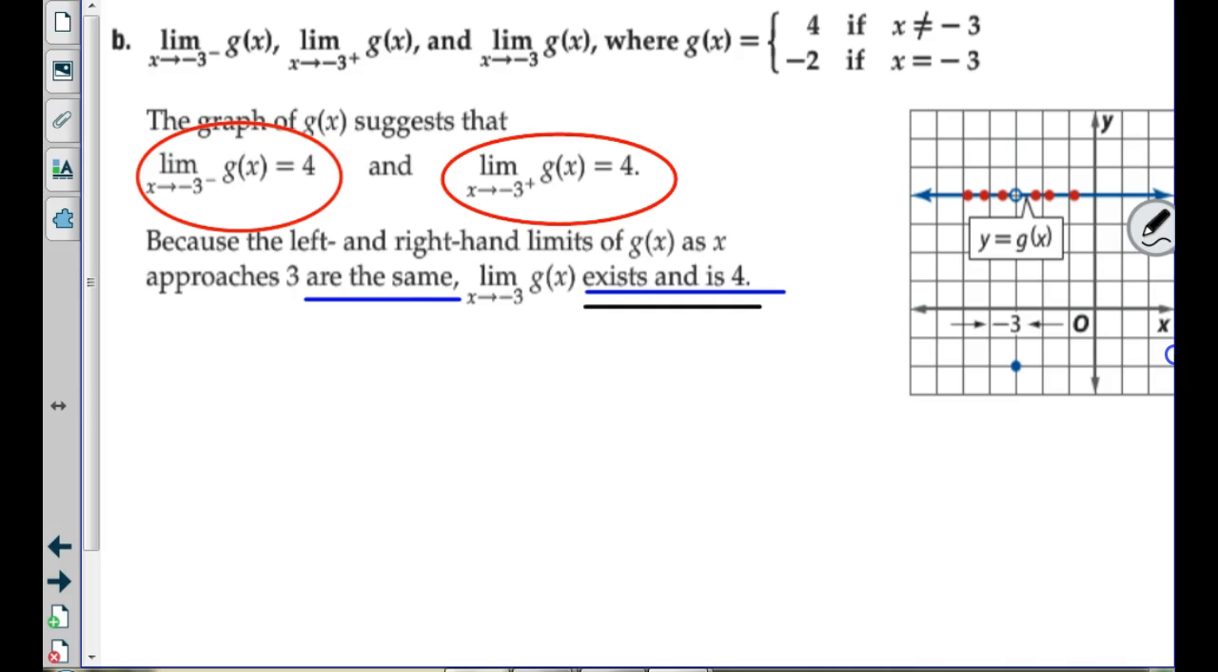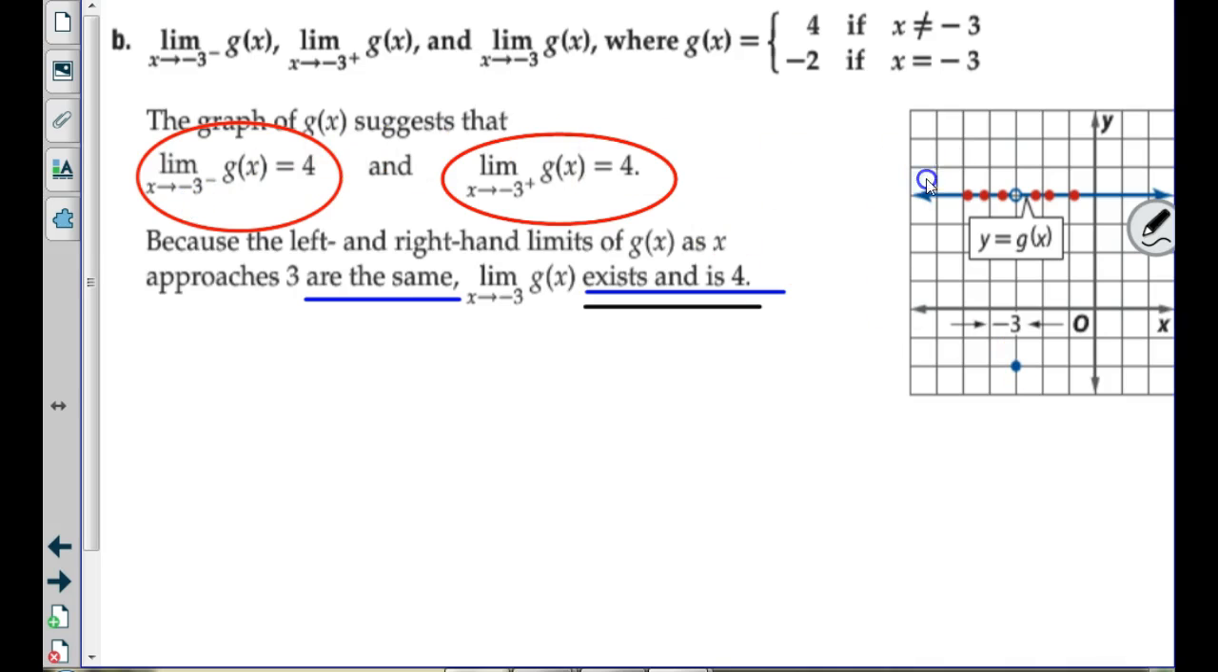This question shows it's approaching, so it says it stays at 4. This is the definition of the function. It stays at 4 unless it's -3, and then it drops down to -2.